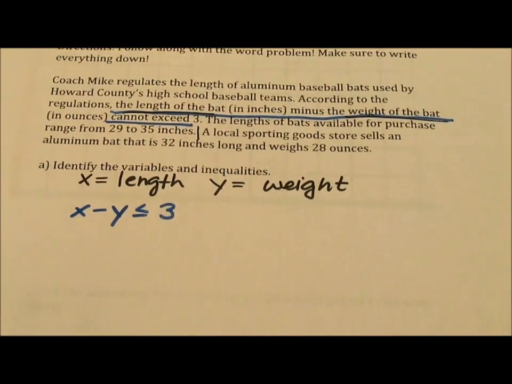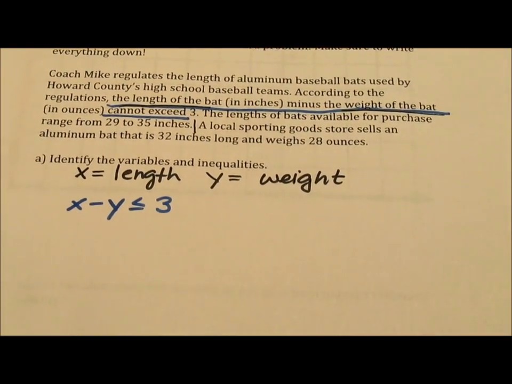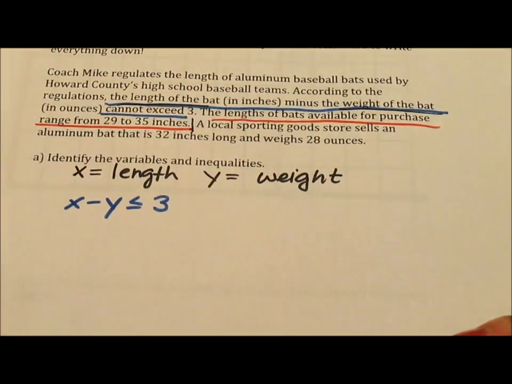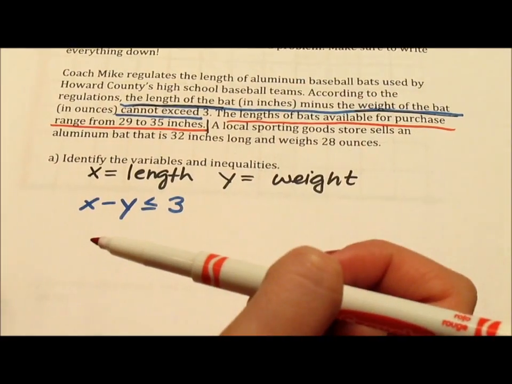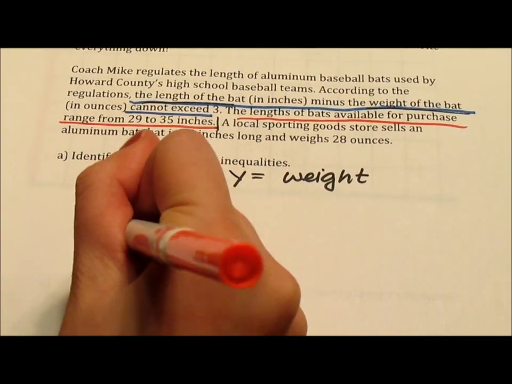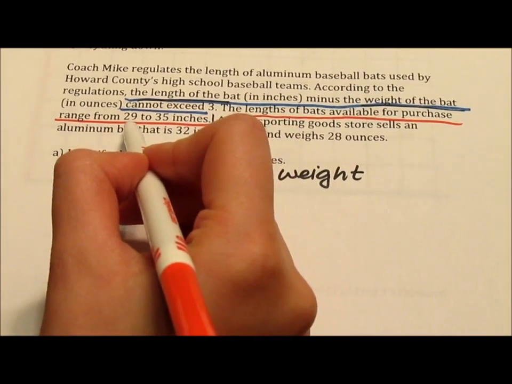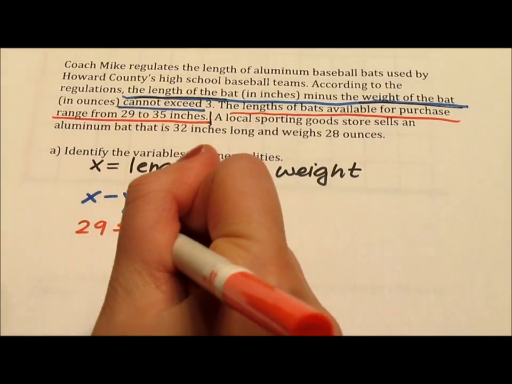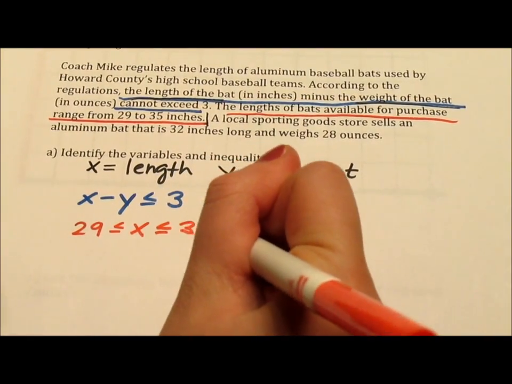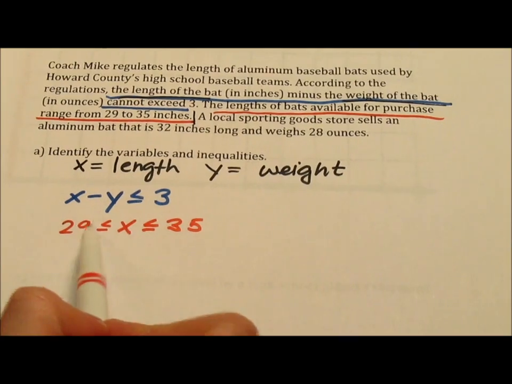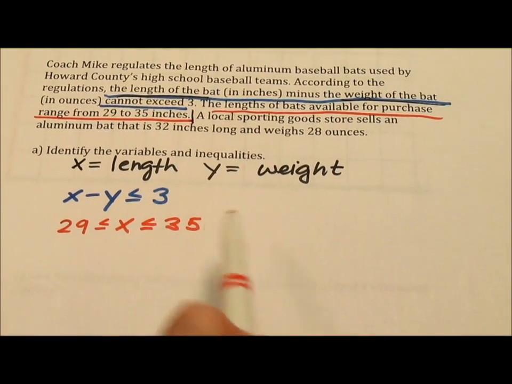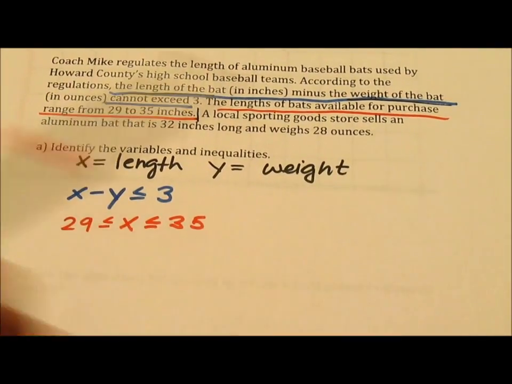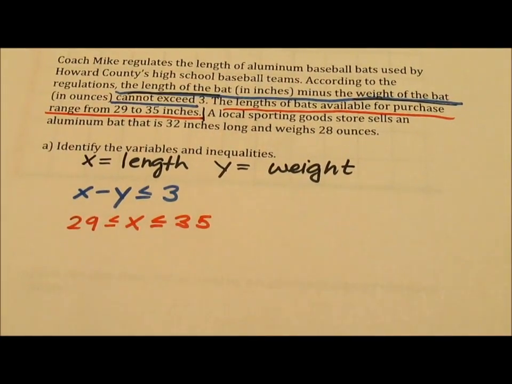And then our second inequality has to do with the next sentence. The lengths of bats available for purchase range from 29 to 35. And this inequality is going to look a little bit different because there's 2 symbols, but basically it's written like this. It's between 29 and 35, the length. So length is x, 29 is less than or equal to x, is less than or equal to 35. So the length can be equal to 29, it can be equal to 35, or anywhere in between those numbers, nowhere further on the outside. So that's my system.